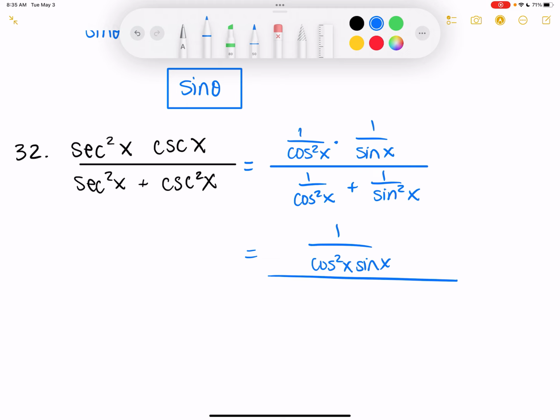By each other. So like you multiply the cosine one by sine squared of x over sine squared of x, and the sine one by cosine squared of x over cosine squared of x.